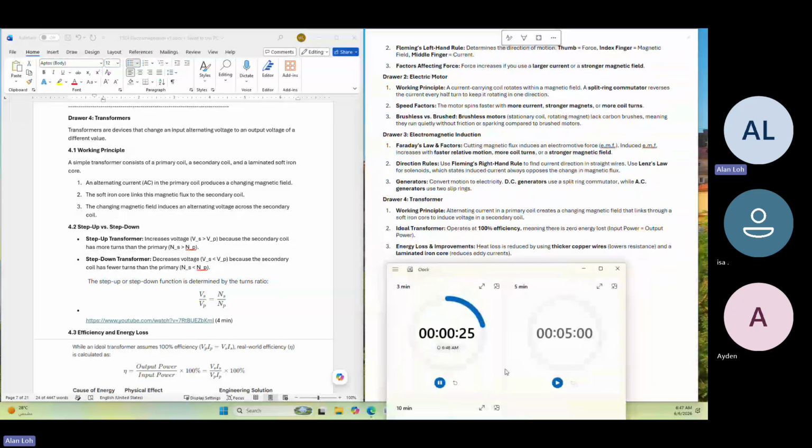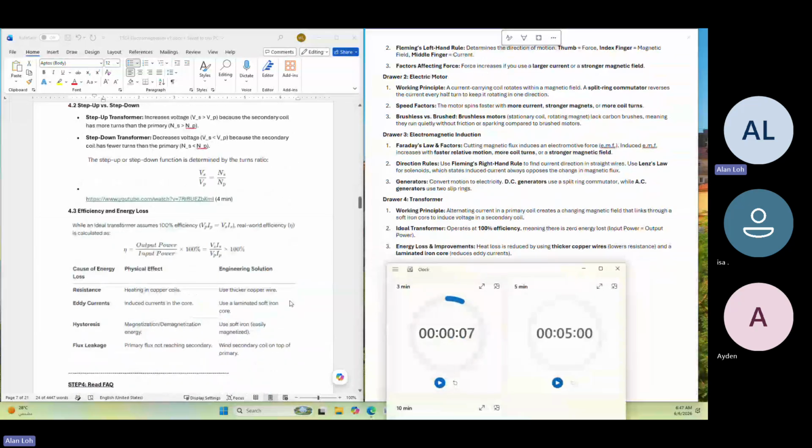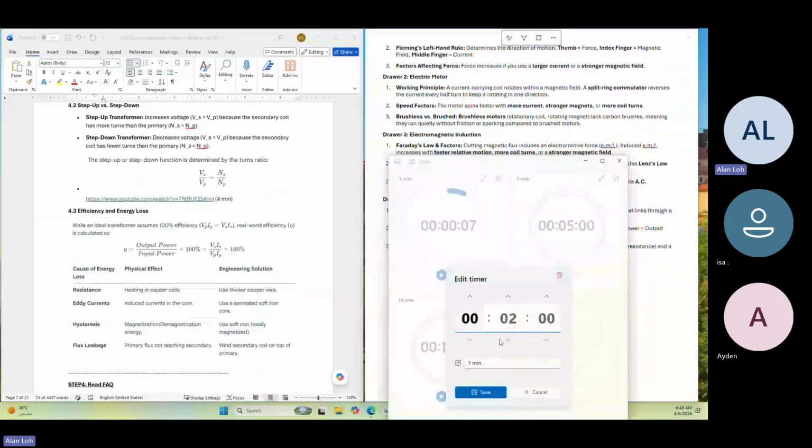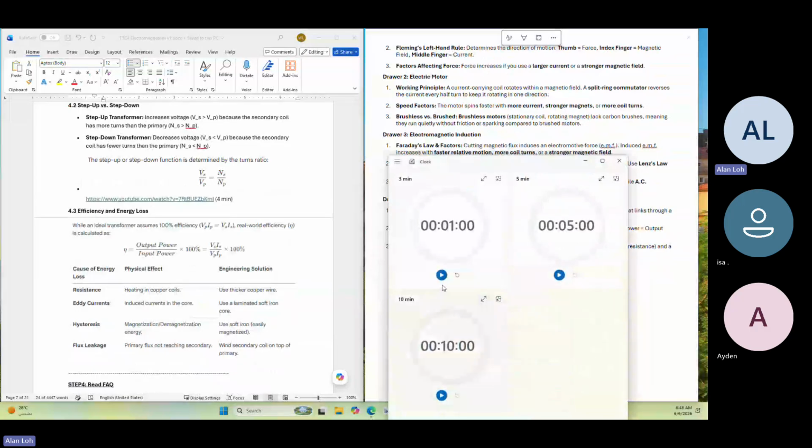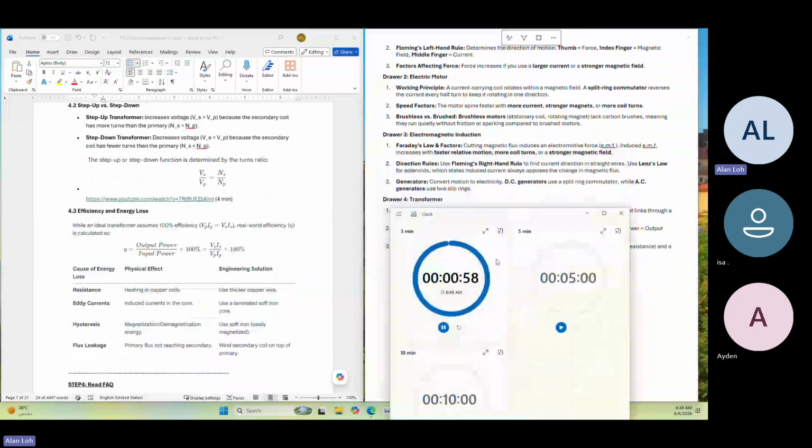Okay, 20 seconds. The formulas look scary at first, but it's not as scary as you think. All right, so let's continue on the last part here, 4.3, for 1 minute. Let's start now. You can read first while I'm configuring the timer.